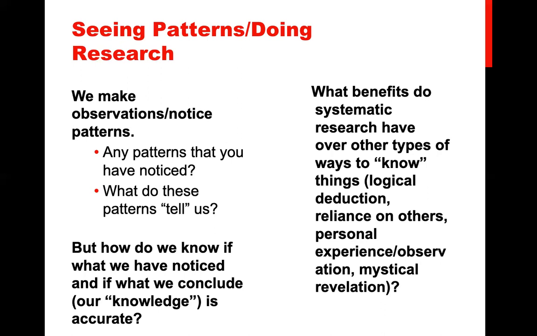Experience and observation. This is the one that I just mentioned. You know, this is actually the most common way that a lot of adults know things, right? Through their own experience, through their own observations. But as I noted, that is incomplete information, right? Because you are limited in your ability to observe everything and to know everything.